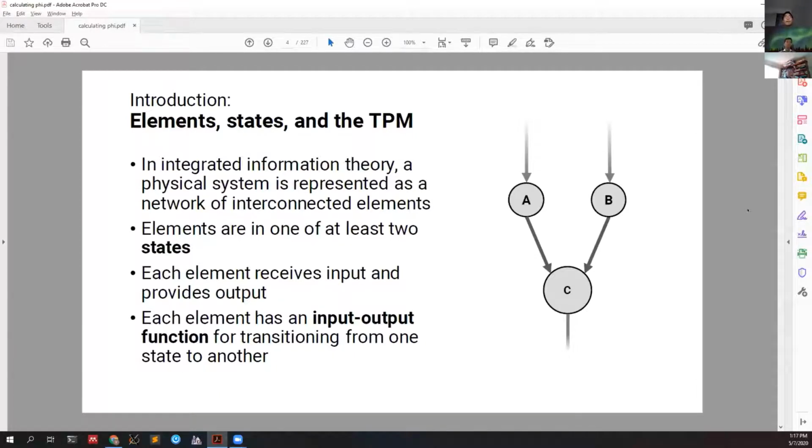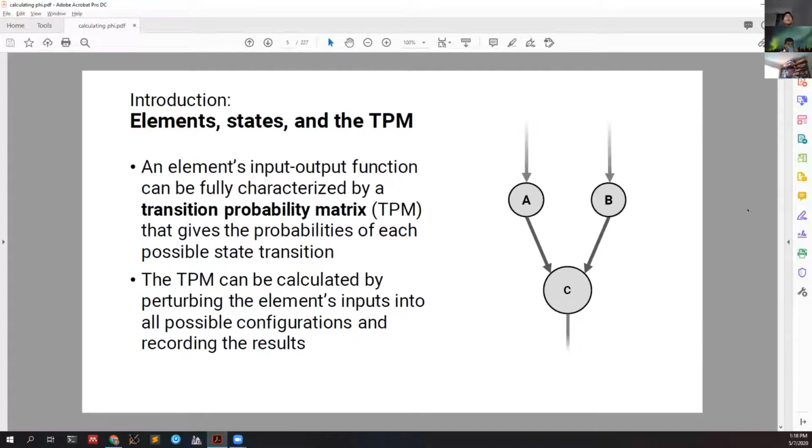And each element receives input and provides output. And the state of an element is determined by the input and its input-output function. And the input-output function is characterized by a transition probability matrix, TPM, that describes the probability of state transition. And this TPM is computed by perturbing the system into all possible configurations, which means just try all possible states and then record the results.